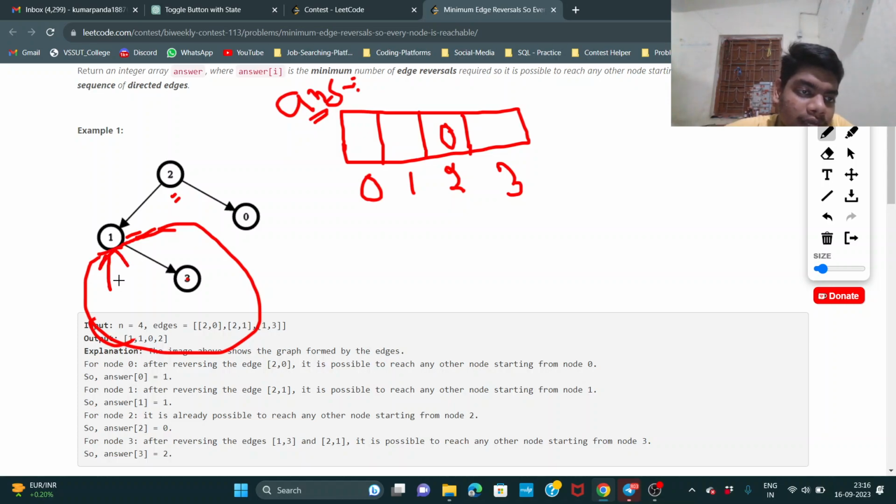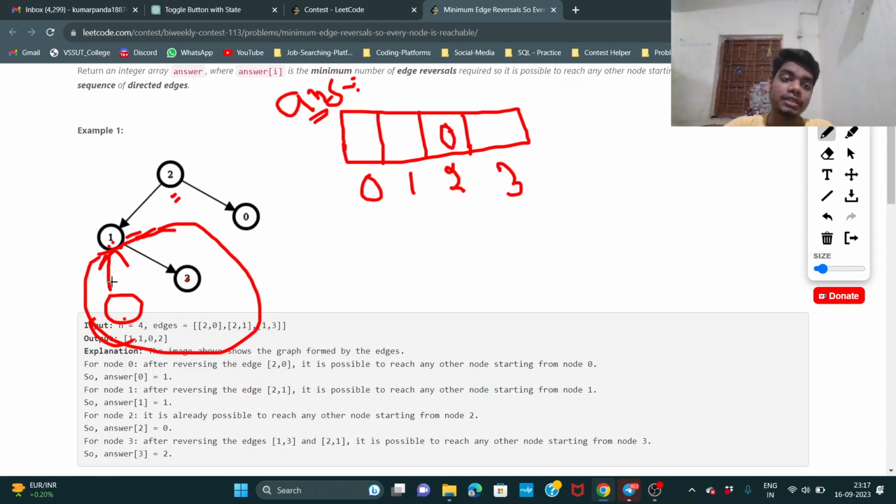If a node is pointing like this, then while calculating the answer for 2, what can be the answer? Just move to this position, and while I'm trying to move from 1 to this element, there doesn't exist any directed edge from 1 to 2. I have to reverse this edge, right? So while finding the answer for 2, here I have reversed this edge, just keep this thing in mind.